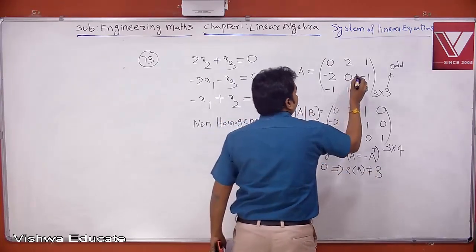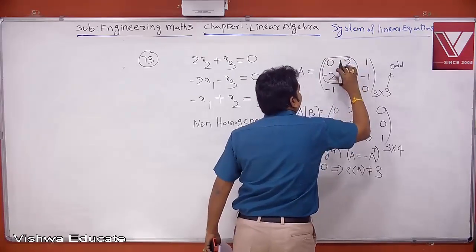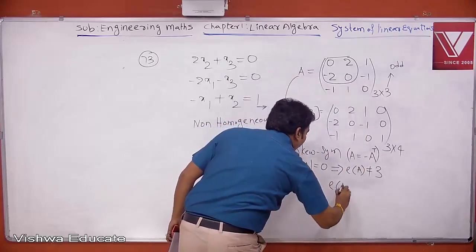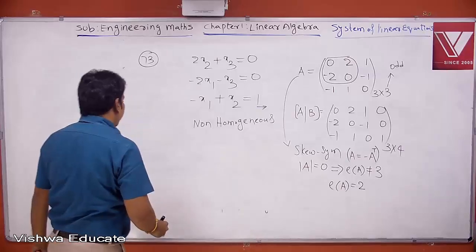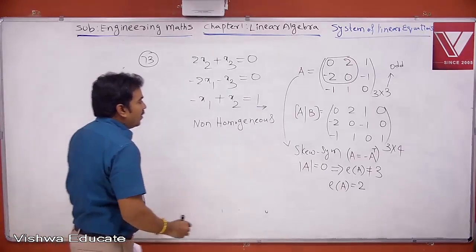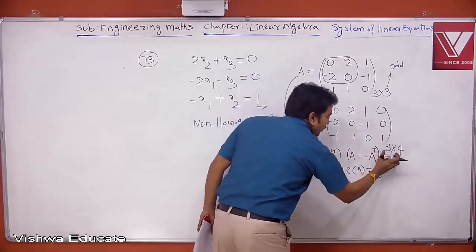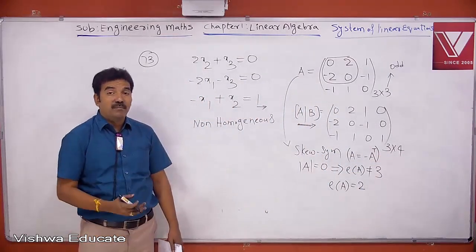But when you look at this 2 by 2 block, it is a 2 by 2 submatrix where det is non-zero. Therefore, the rank of this matrix is 2. Now, the rank of this coefficient matrix, we got it as 2. Now, let us try to find rank of augmented matrix. It is a 3 by 4 matrix. For a 3 by 4 matrix, maximum rank will be 3.